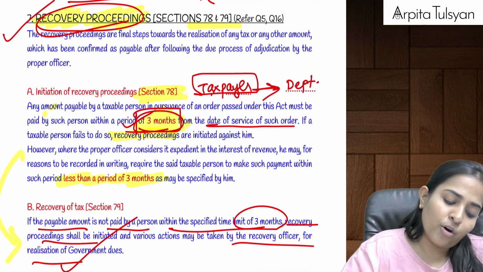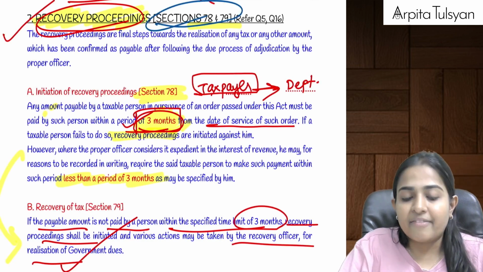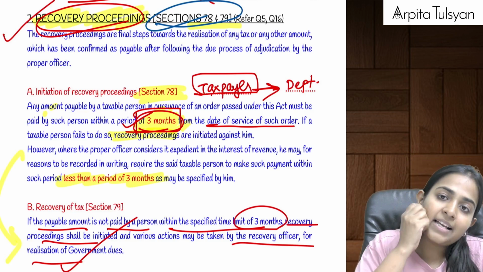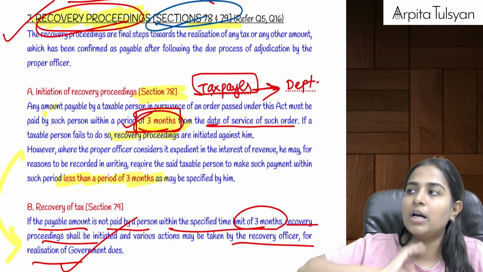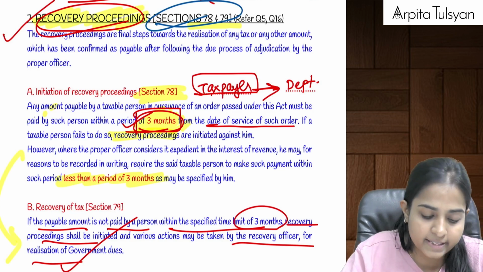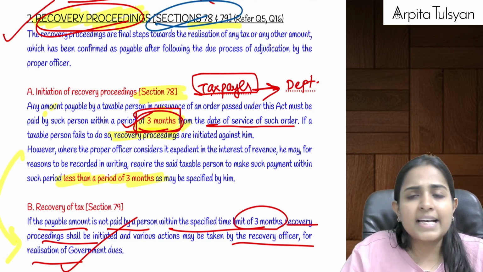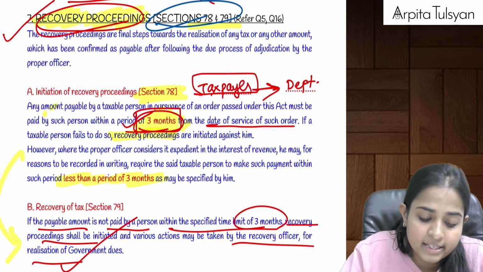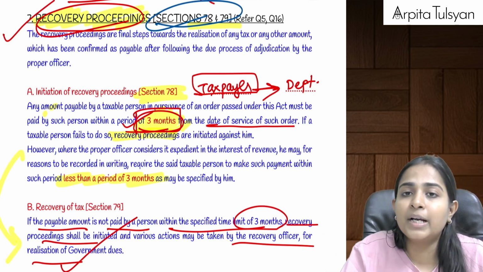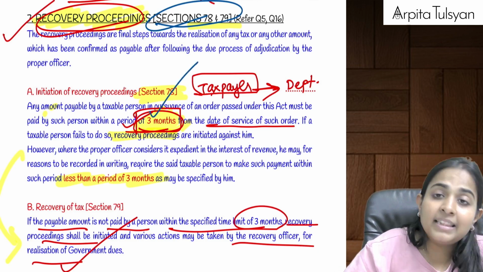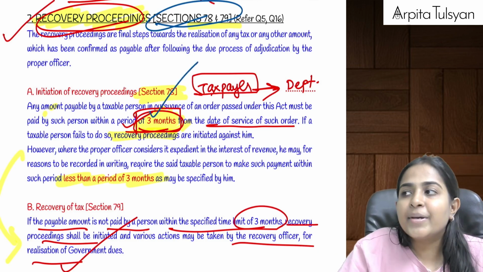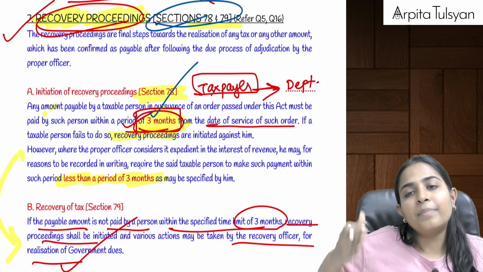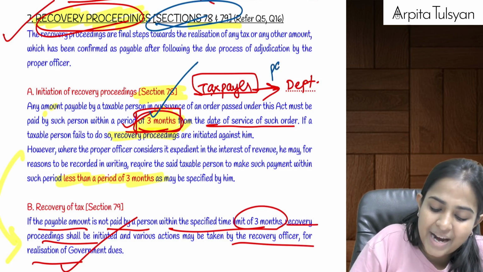Then going on to the next provision, that is section number 78. From section number 78, your recovery proceedings are starting. Sections 73 to 77 were talking about making demands, passing orders, etc. Now in section 73, 74, etc., you were required to pay the taxes, interest, penalties. Are you actually required to pay it to the department? Yes, definitely. You have to pay it within 3 months of service of the order. Whenever that order under section 73, 74, etc. is served on you, from that day within 3 months, you have to pay it to the department.